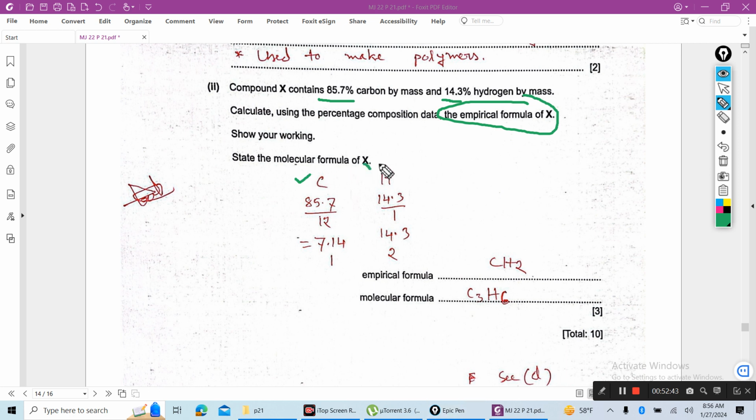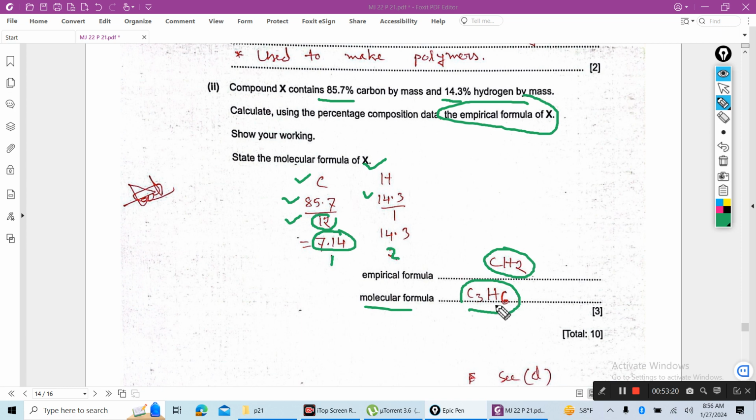First, carbon and hydrogen, their percentages are given. After that, divide by their Ar, relative atomic mass, and you get 7.14 and 14.3. Then you divide by the smallest one: 7.14 divided by 7.14 gives 1, and this is 2. That means 1 carbon, 2 hydrogen. Empirical formula will be CH2.